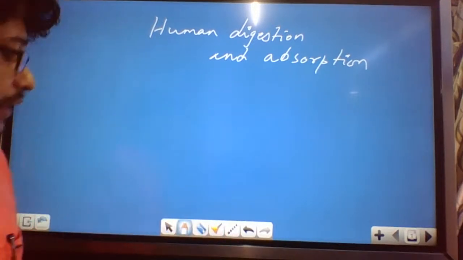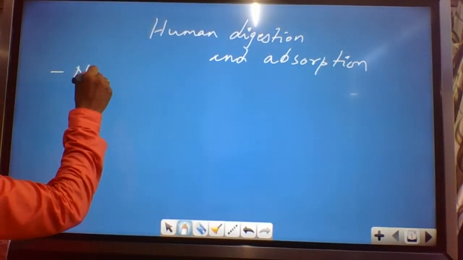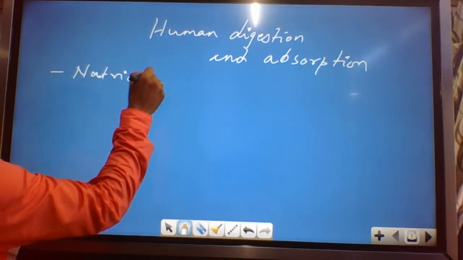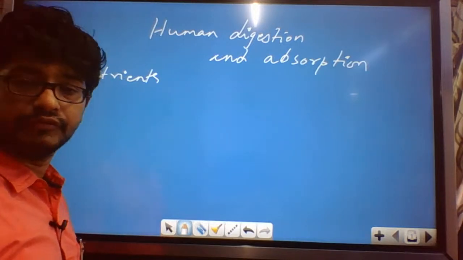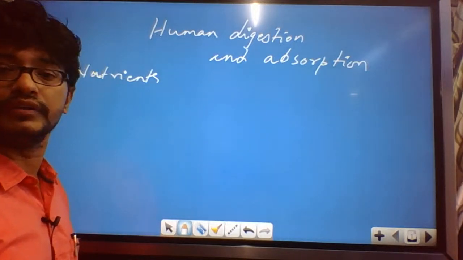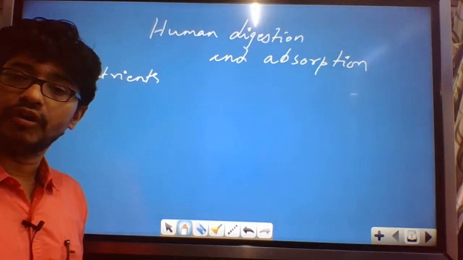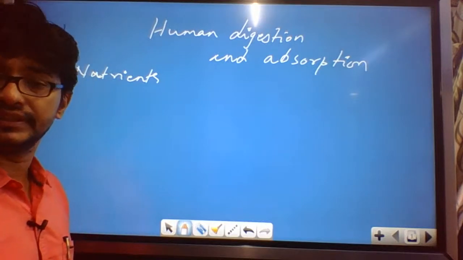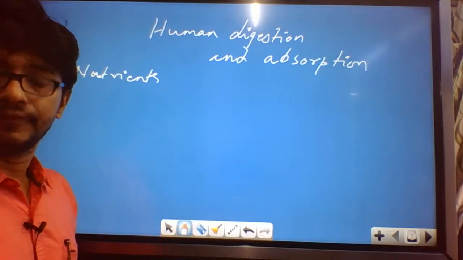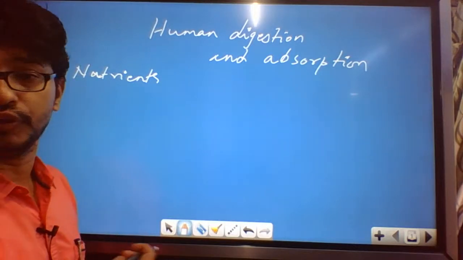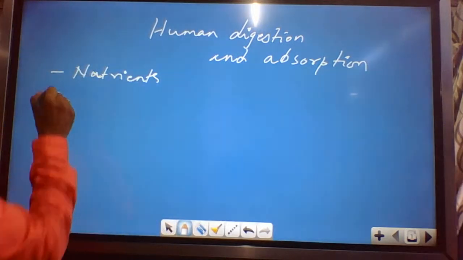Before we start with digestion, we're going to discuss the nutrients. We consume food for growth and development. We take food for the nutrients, which fulfill all the essential needs of the tissues, especially the cells, for all the metabolic functions. For that it requires the nutrients, so the nutrients are quite essential, right?